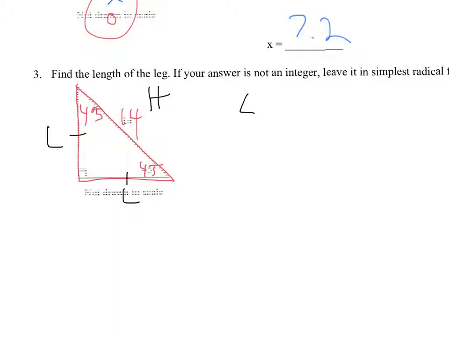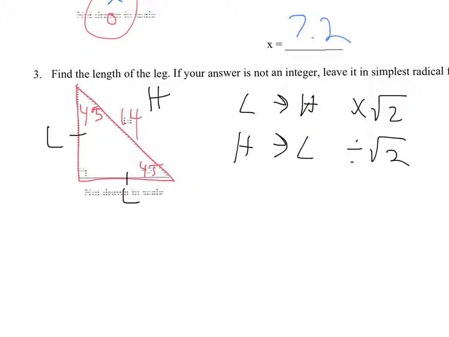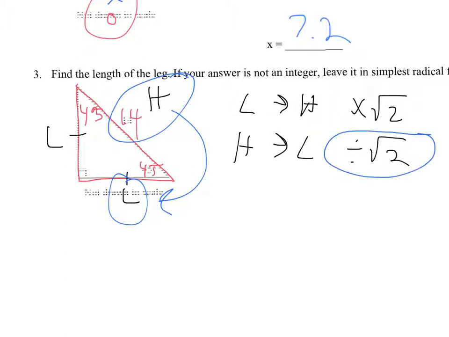The rules for 45, 45, 90: if I go from leg to hypotenuse, I multiply by radical 2. If I go from hypotenuse to leg, I divide by radical 2. And in this case, you'll notice I have my hypotenuse. I need to find my leg, which means we're going to divide by radical 2. So I take the hypotenuse, which is 14, I divide it by radical 2.